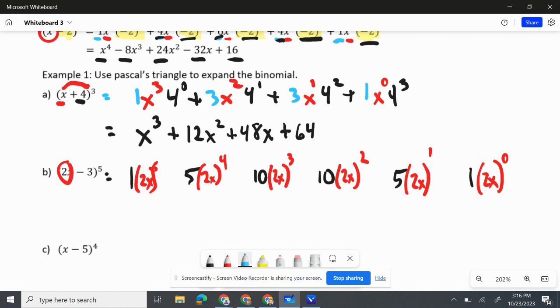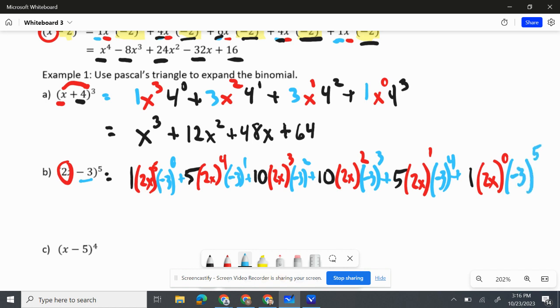And the last one, we're looking at our last term, and we go in ascending order. Negative 3 to the 0. Negative 3 to the 1. Negative 3 to the 2. Negative 3 to the 3. Negative 3 to the 4. And our last one, negative 3 to the fifth. Now we're going to multiply it.